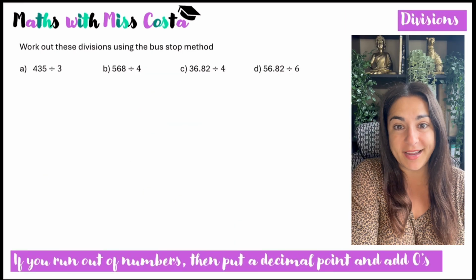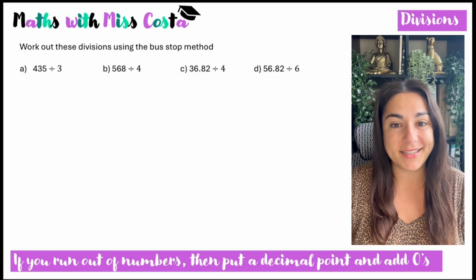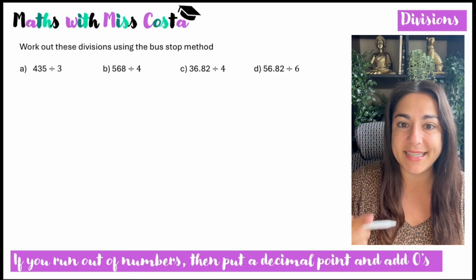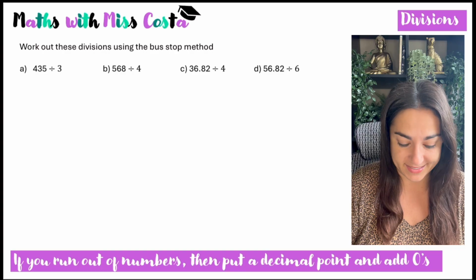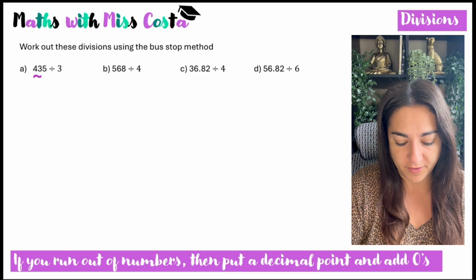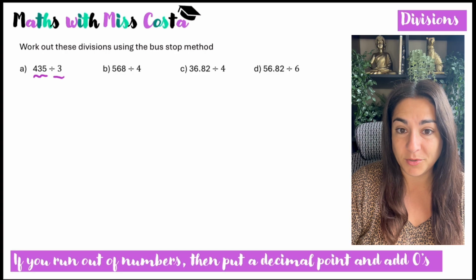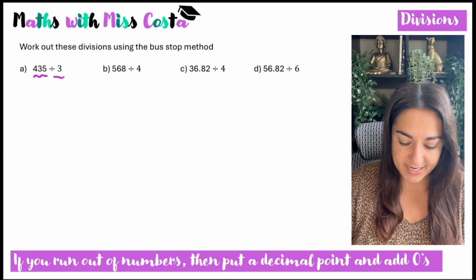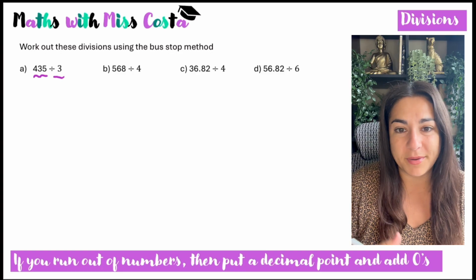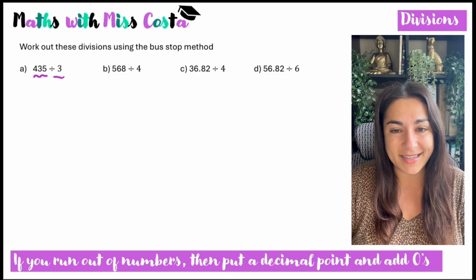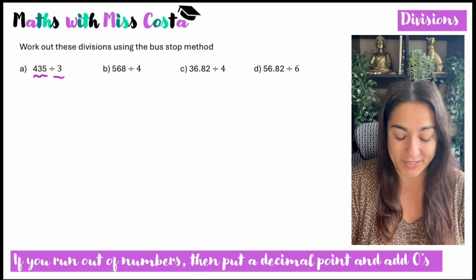Okay, so now a recap on the bus stop method. So this is when we were dividing by a single digit number. It's really, really handy. So we've got 435 divided by 3. Now, some people sometimes get confused which number goes first, and they think it's always the biggest number. I mean, quite often that's the case, but that's not what goes in first.